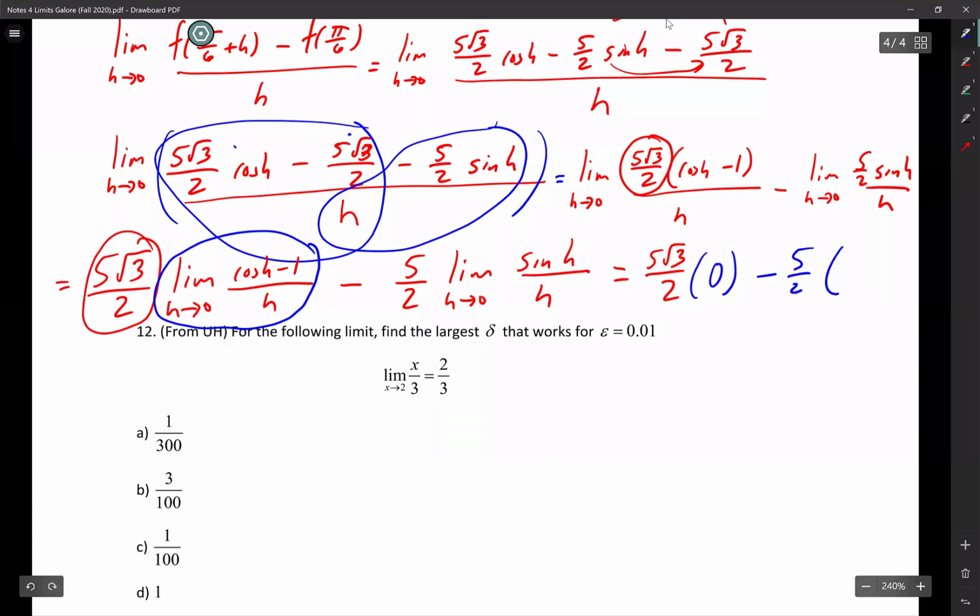And then this everyone should know, I hope. What is sine h over h? Limit as h approaches 0 of sine h over h. 1. So my final answer, negative 5/2.